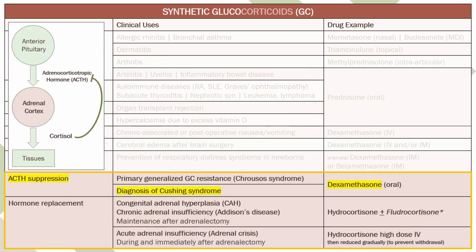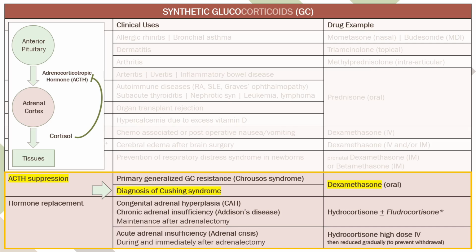Now we move on to adrenal disorders. First, we have a rare genetic condition, Chrousos syndrome, where there is a generalized glucocorticoid resistance, which means the HPA axis is not able to sense the presence of glucocorticoids, so it responds by increasing ACTH, which results in excess production of aldosterone and androgens. We treat this syndrome by suppressing ACTH with high doses of dexamethasone, which is a potent glucocorticoid without mineralocorticoid activity. Dexamethasone is also used in diagnosis of Cushing syndrome, and I'll discuss more about this in another slide.